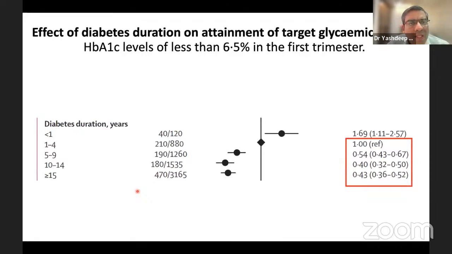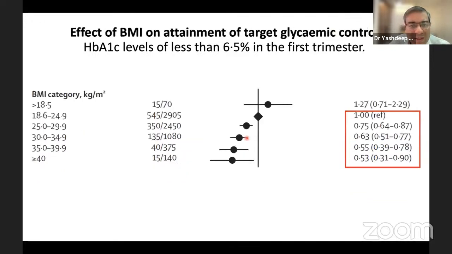Now, what could be the impact of diabetes duration on attainment of target glycemic control? When we talk about less than 6.5% glycemic control in the periconceptional period, it has been seen that women who have a longer diabetes duration have more difficulty in attaining this sort of goal. So this means that we need to put more effort, especially in women who have an onset of diabetes in the younger age group, so that they can have healthy pregnancies.